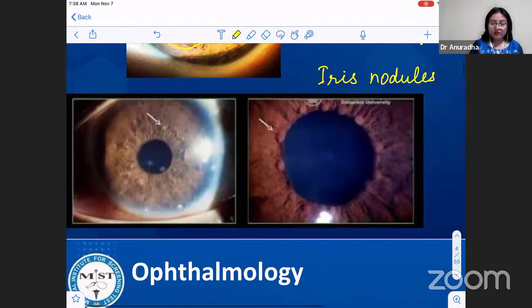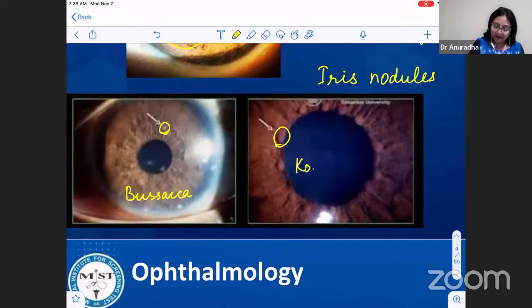So there are two kinds of iris nodules which we see. When they are present in the body of the iris, we call them Busacca nodules. And when they are present at the pupillary margin, we call them Koeppe nodules, right? So another question can be asked: Busacca and Koeppe are the types of iris nodules which are seen again in granulomatous anterior uveitis, right?